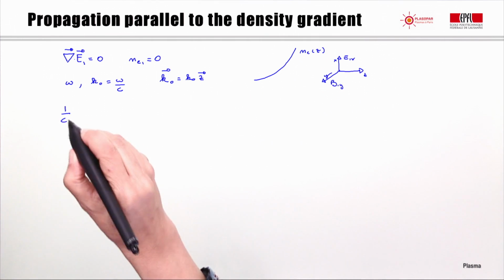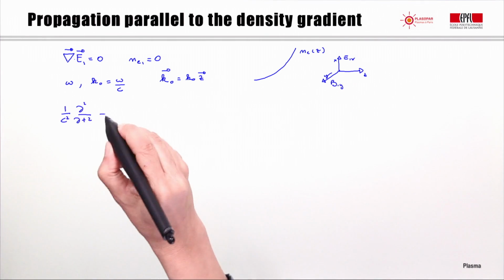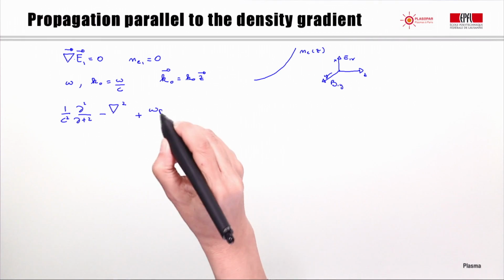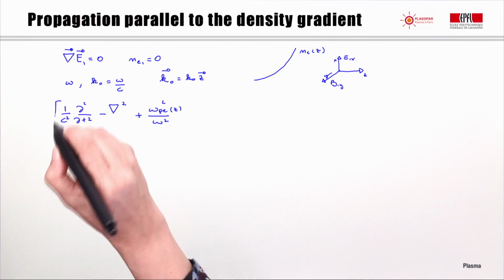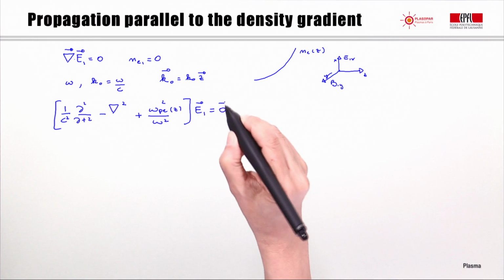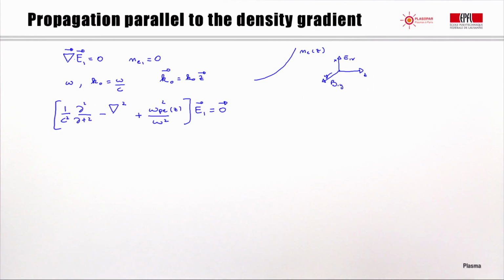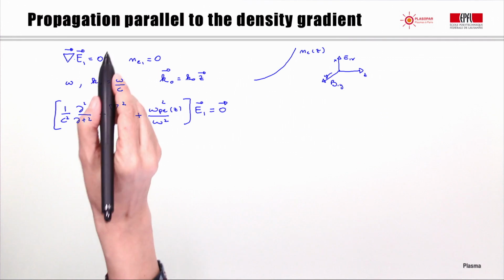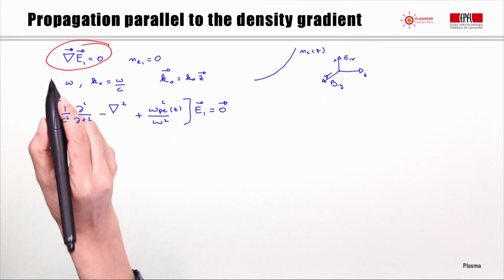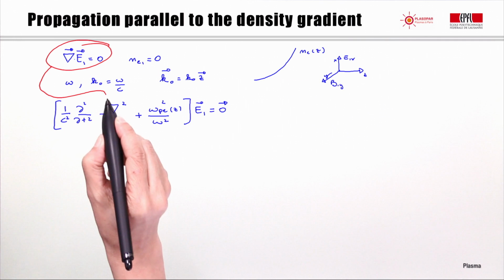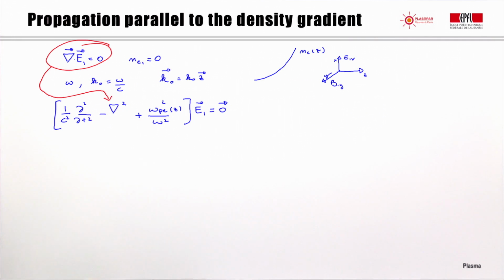By combining Maxwell's equations and the momentum conservation for the electrons in real space, we obtain the following equation for the evolution of the electric field, where in order to write the equation in this form, I have used that the divergence of E is equal to 0, so that the curl operator is simplified to this form.